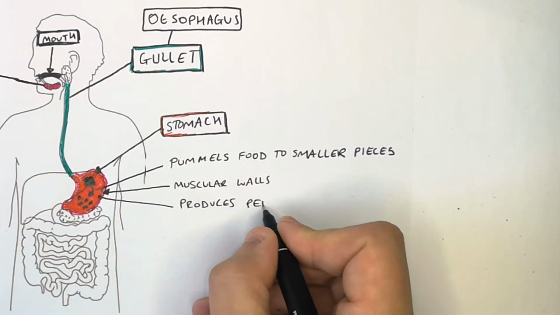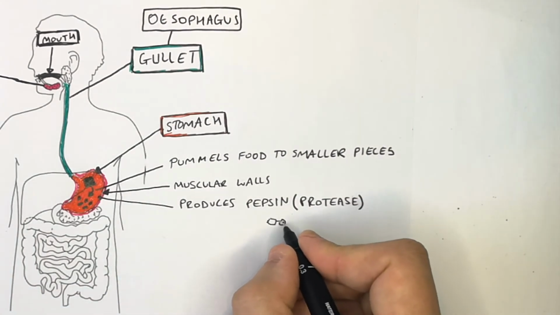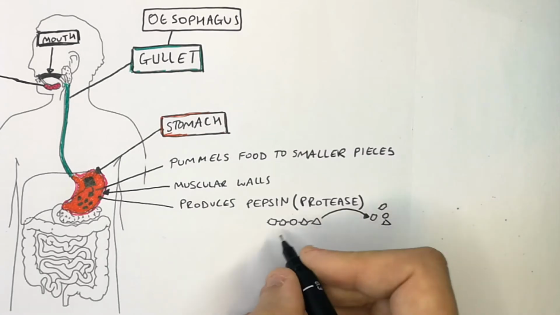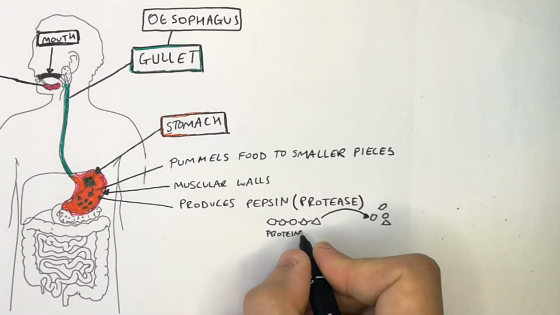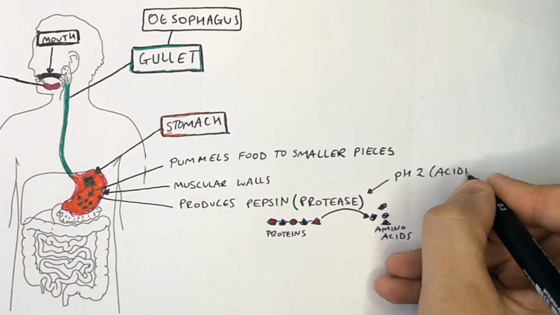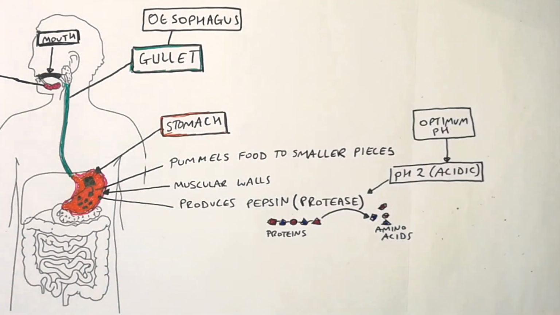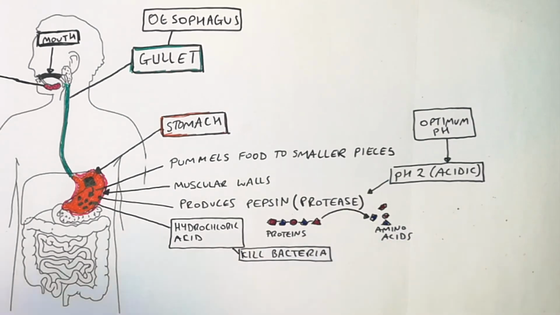The stomach produces an enzyme called pepsin, which is a protease. Pepsin is a protease that breaks down proteins into amino acids. So remember, pepsin is a protease that breaks down proteins to amino acids in the stomach. And the stomach has a pH of 2, which is acidic because of the hydrochloric acid in the stomach. The hydrochloric acid in the stomach kills bacteria.